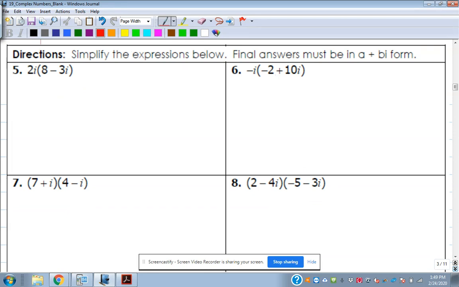Multiplication, also pretty easy. One thing that you've got to keep in mind is when I multiply these out, it's just like if I multiply x times x. When I multiply i times i, what do I get? i squared. So when I multiply this out, that's going to be 2i times 8, which would be 16i. And then 2i times negative 3i would be negative 6i squared. We've got to remember that little chart.